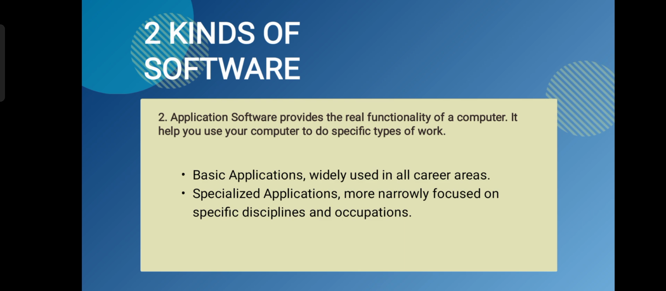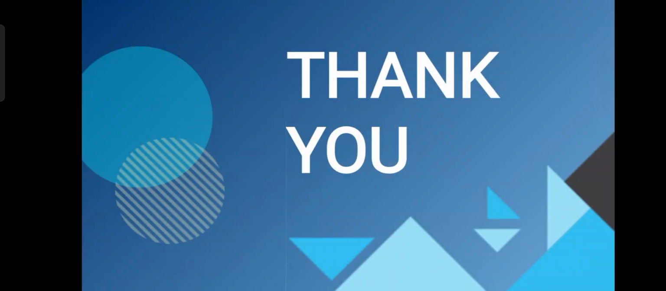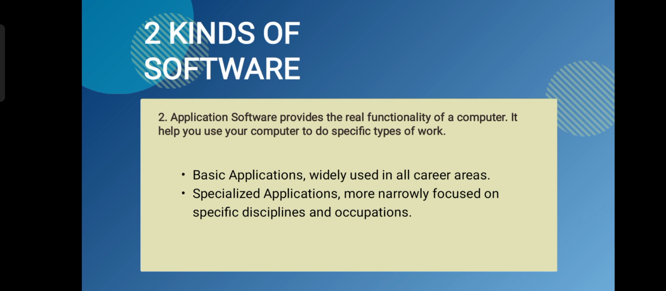These are the programs we use to perform specific tasks, ranging from basic applications like word processing to specialized applications for certain professions. So, to sum it up, ICT is more than just computers. It's the combination of hardware, software, and people working together to process and share information. Understanding ICT helps us appreciate how technology shapes communication and productivity today.